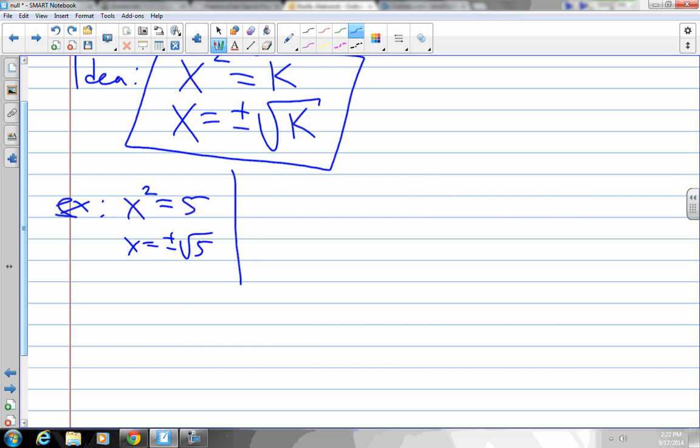What? We're good? How about x squared plus 12 equals 0? How would we go about solving that one? We kind of did that already today. So subtract 12, and then take the square root, plus or minus square root of negative 12. We just learned how to take square root of negative numbers. What would that equal to?